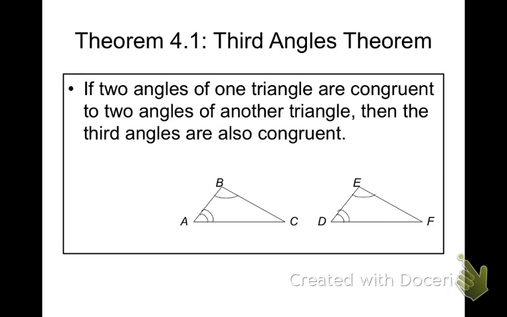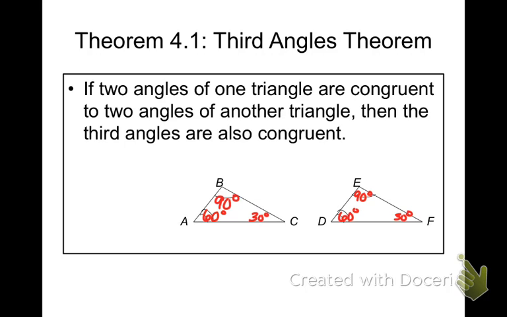Okay? Don't put these numbers in, just watch. I'm going to just make up some numbers. Let's say, for example, that B was 90 degrees and A is 60 degrees. So if A is 60 degrees, what is D? 60. Why do I know that? Because they're congruent. What would be E? 90. What would be C? 30. What would be F? So is it true that C and F are also congruent? Yeah. So this is the third angles theorem.